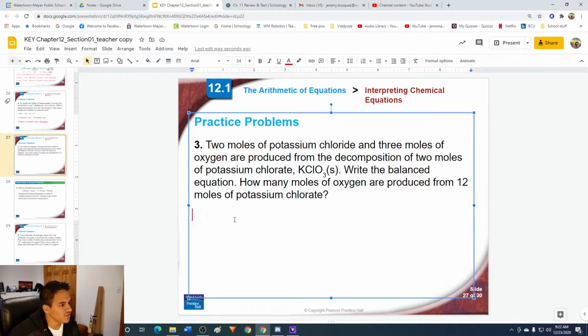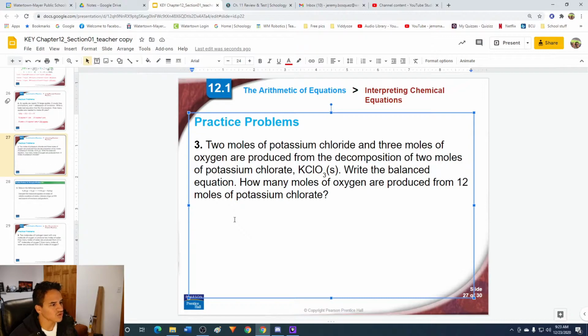2 moles of potassium chloride and 3 moles of oxygen are produced from the decomposition of 2 moles of potassium chlorate, which they're giving us the chemical formula for. Write the balanced equation. How many moles of oxygen are produced from 12 moles of potassium chlorate? All right, so there's a lot of information here. So let's just read what they're giving us. They do want us to write the balanced equation. So we have to write a reaction. We're going to have to probably write it from the information they're giving us.